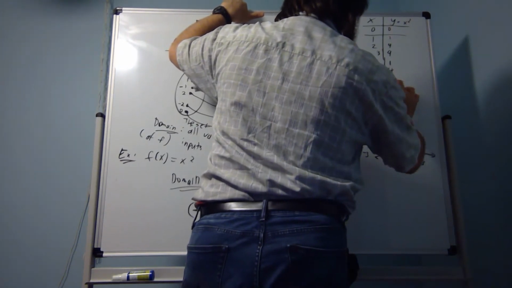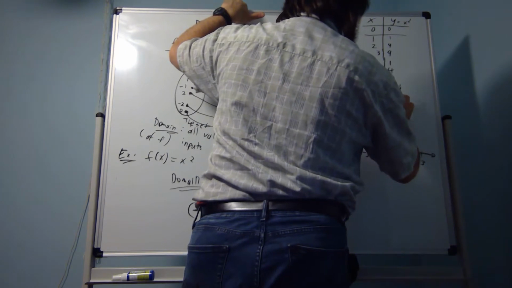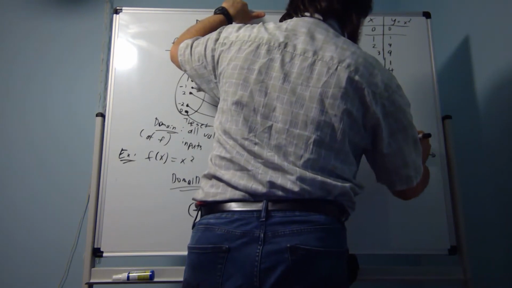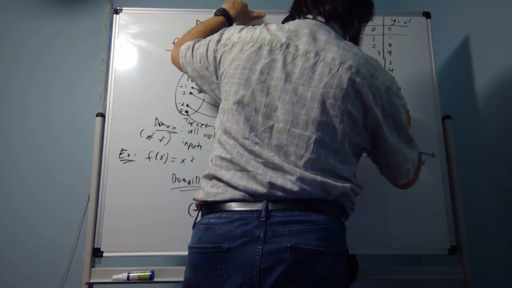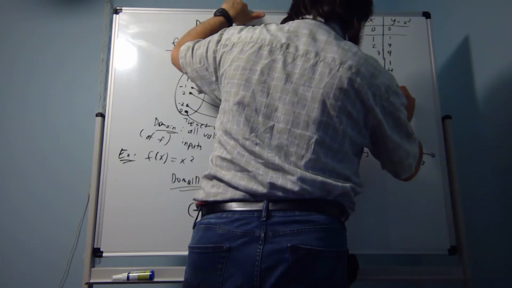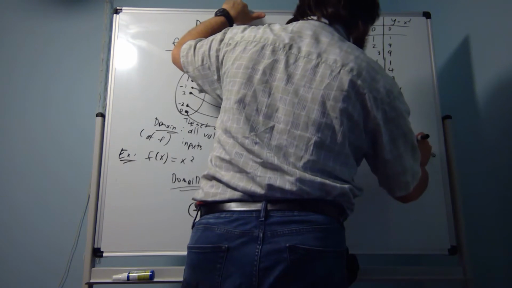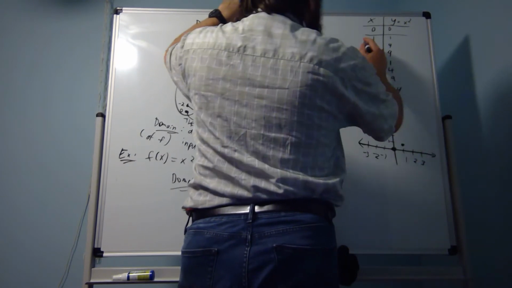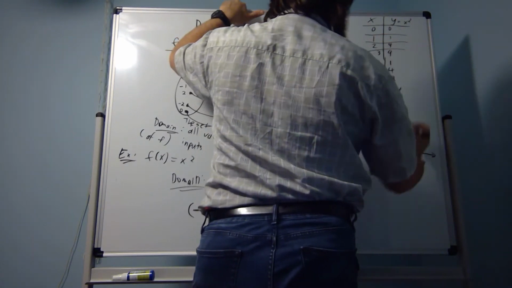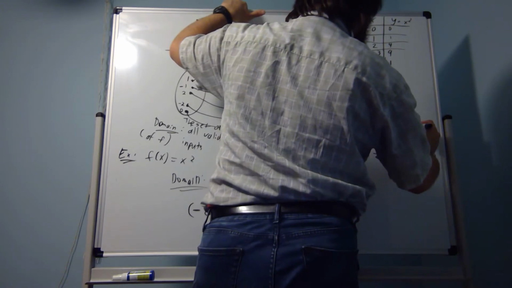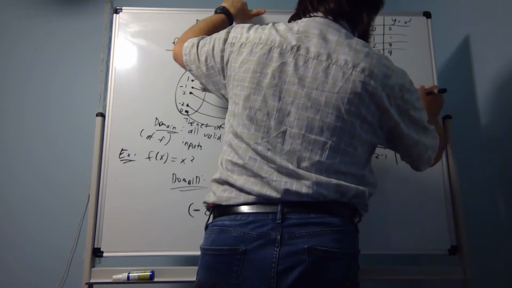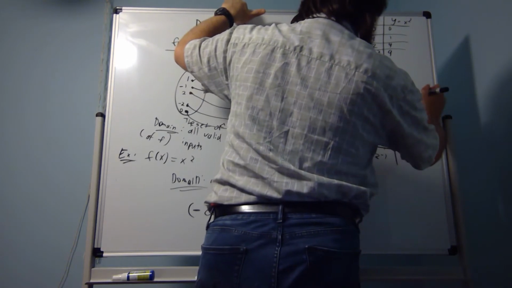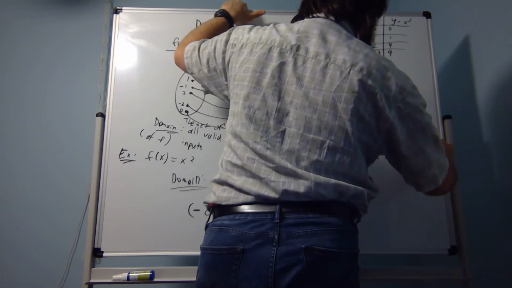So here's the y-axis. So 1, 2, 3, 4, 5, 6, 7, 8, and oh no, there's 9 up there. Okay. So x is 1, the y is 1, and x is 2, y is 4, x is 3, y is way up here at 9.